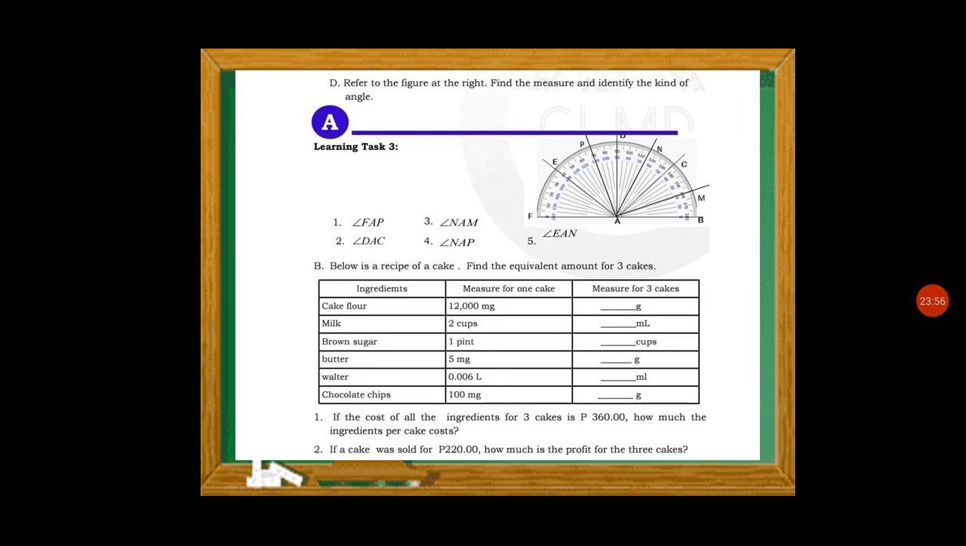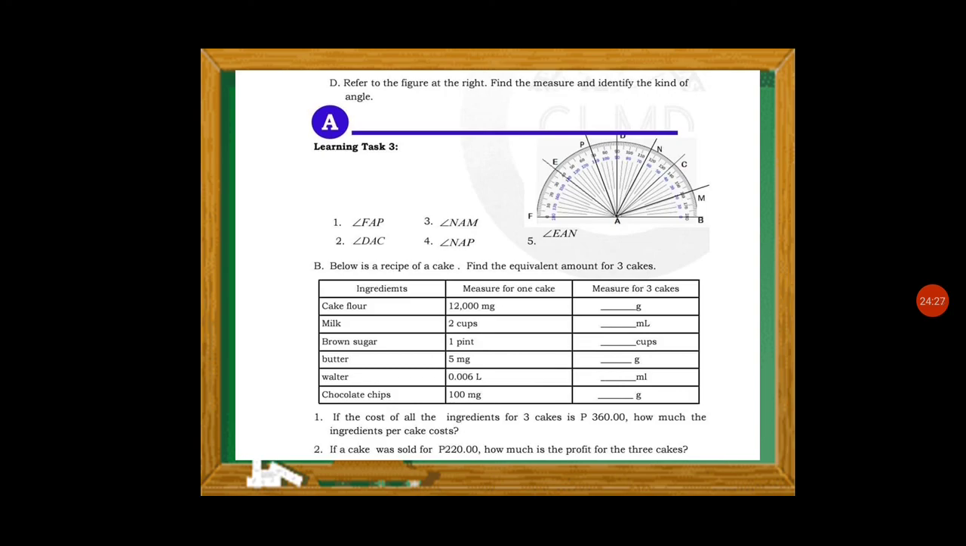If a cake was sold for 220, how much is the profit for the 3 cakes? The 3 cakes cost 360. 1 cake is 220. If you are going to multiply it by 3, that is 660. 660 minus 360 is very good, and that is the profit for 3 cakes.